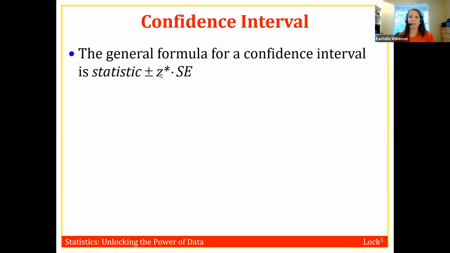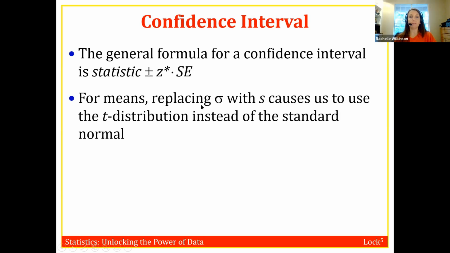But z star comes from a normal distribution. It's a normal distribution critical value. And when we replace sigma with S, now we're going to have to use the t-distribution. So can anybody guess what we're going to do here? Instead of using Z star, what do you think we're going to use? So Z star is out, and now we're going to use T star. Exactly. So we're going to use T star instead of Z star.